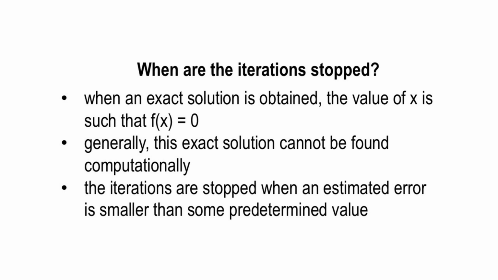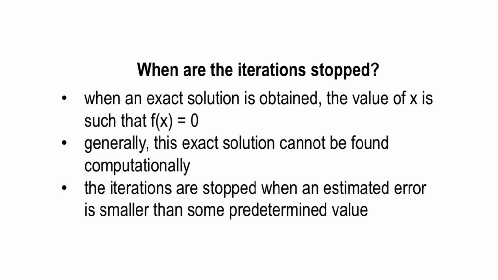So, when are the iterations stopped? Ideally, the iteration should be stopped when an exact solution is obtained. This means that the value of x is such that f(x) equals 0. Generally, this exact solution cannot be found computationally. So in practice, the iterations are stopped when an estimated error is smaller than some predetermined value.